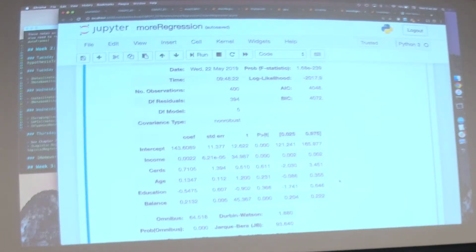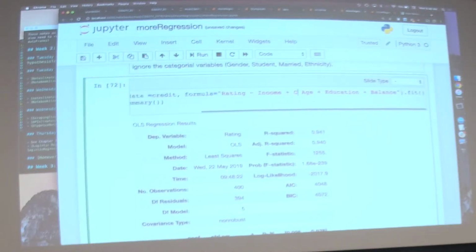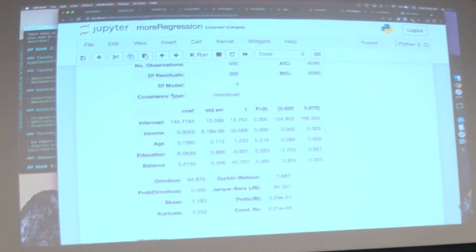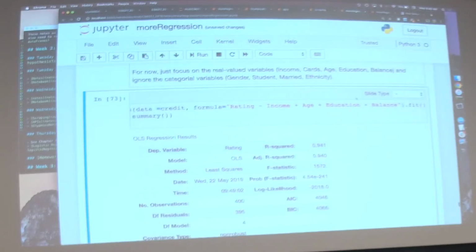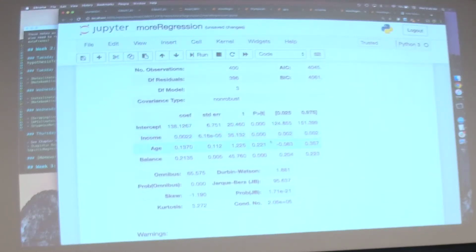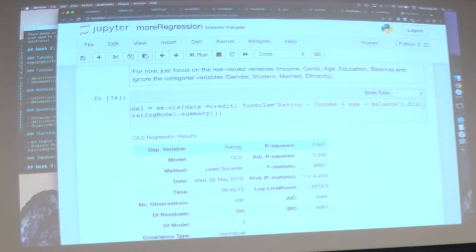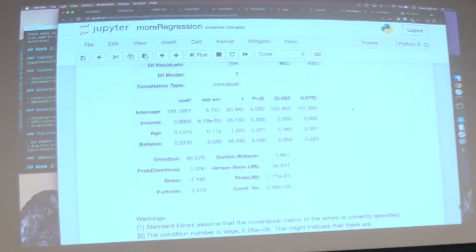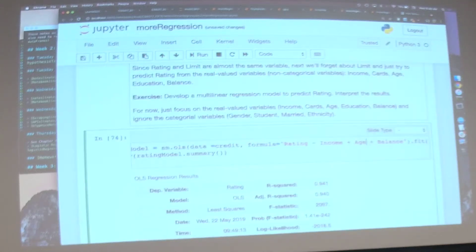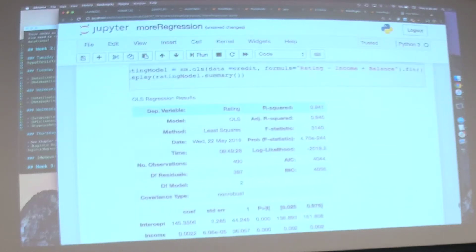So which one of these terms probably should I get rid of? Probably the number of cards, right? High likelihood that it's not a useful thing, so just get rid of that. Looks like education, not that important. Age, also not that helpful. And again, our R squared is basically the same as it was. So get rid of the age. Same R squared value.